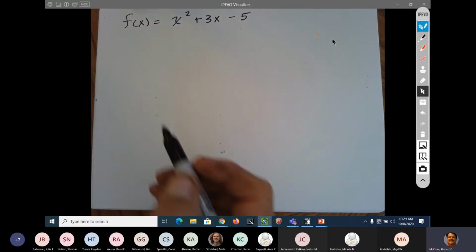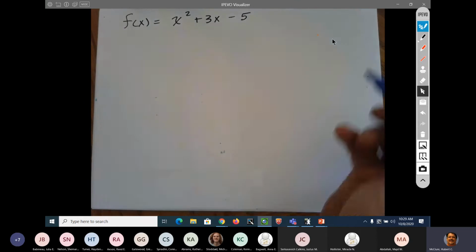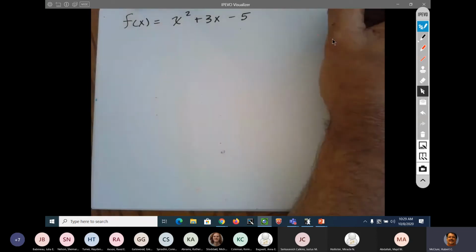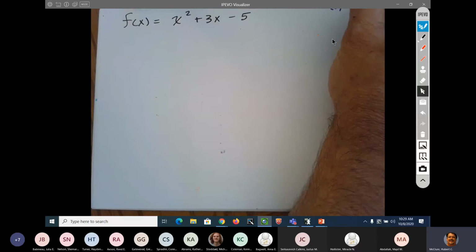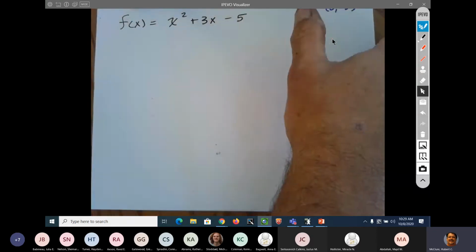Okay, so I'm going to set it equal. First of all, let's go over to the right. My y-intercept, (0, negative 5).